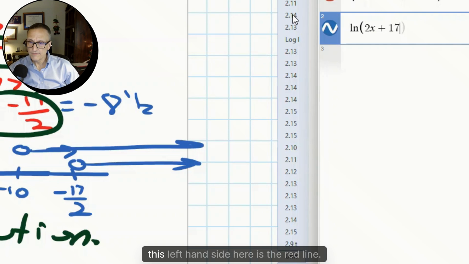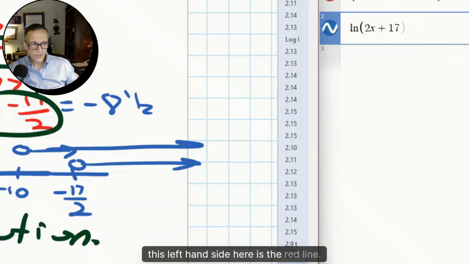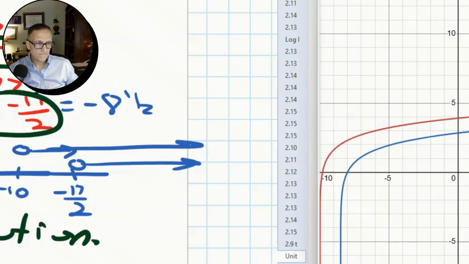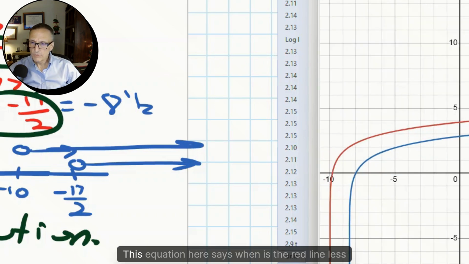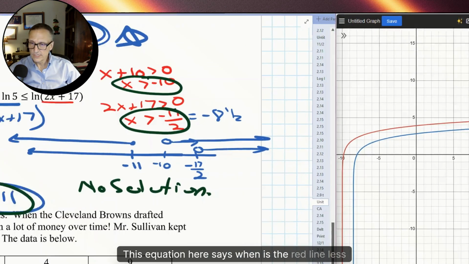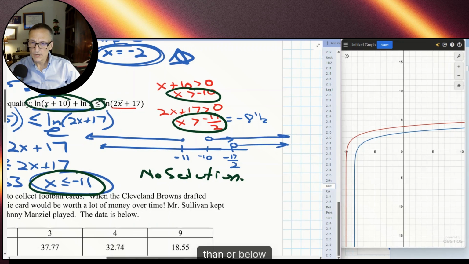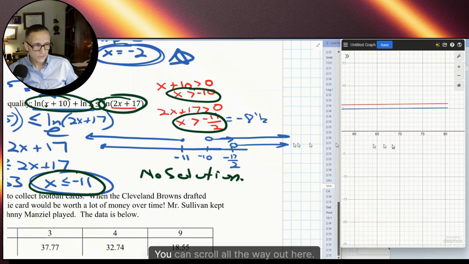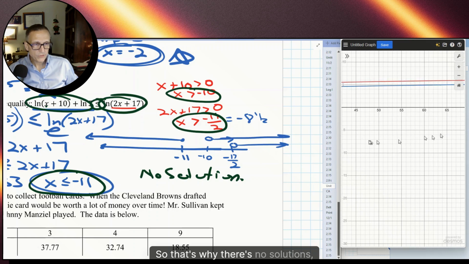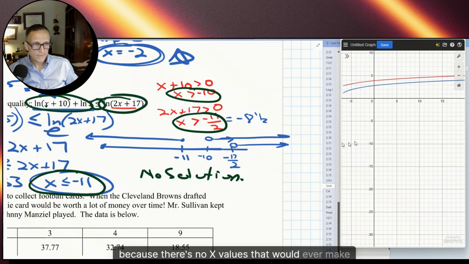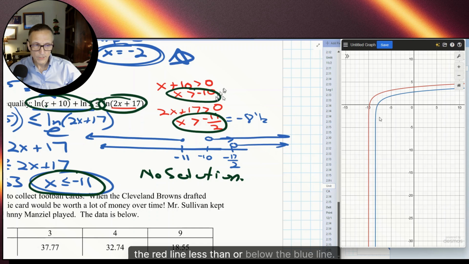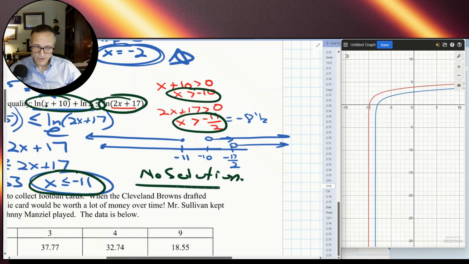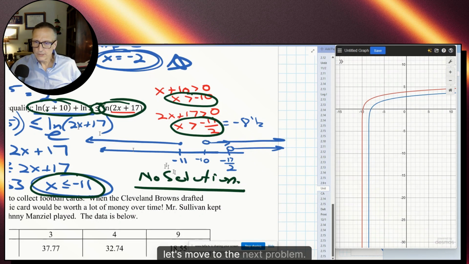So this left-hand side here is the red line. So take a look at this. This is my graph. This equation here says, when is the red line less than or below my blue line? Well, you can look and see, never. That is never going to happen here. You can scroll all the way out here. So that's why there's no solutions, because there's no x values that would ever make the red line less than or below the blue line. So indeed, just being able to graph it on Desmos does help me see there is no solution to this problem. All right, let's move to the next problem.